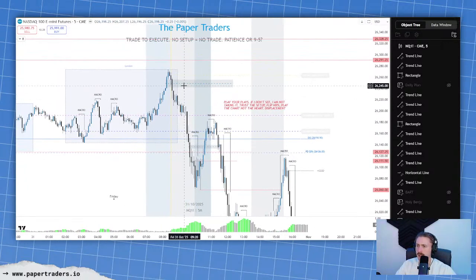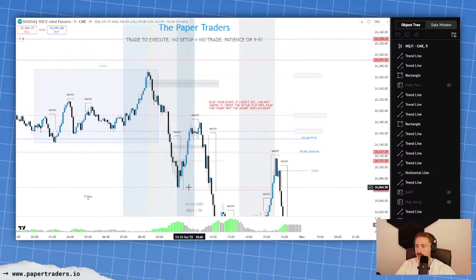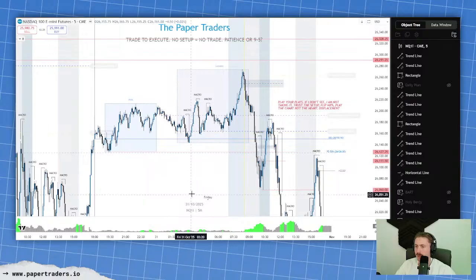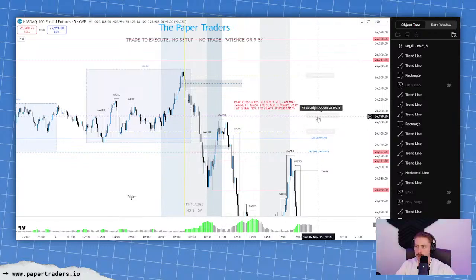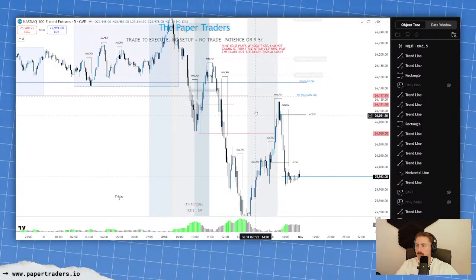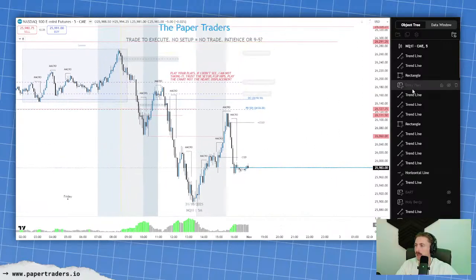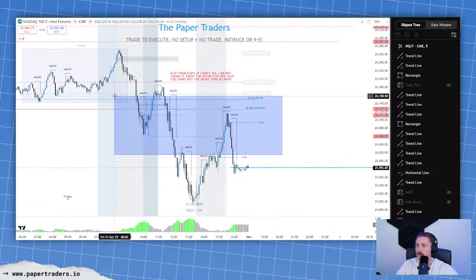Really solid day here. 9:30 opened up and just began to gush right out of the gate. Sweep of some of these liquidities or tap into OTEs, retrace back up. No continuation above that London open, or not even the New York midnight open. So then we get that continuation back to the downside. And that's Friday.